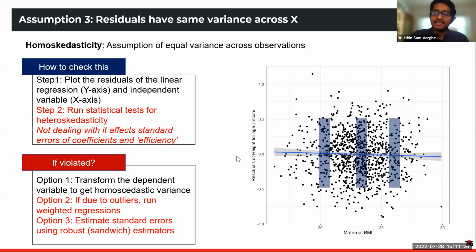Now, what happens when this is violated? So we can transform the dependent variable to get a homoscedastic variance. Here as well, log transformation can help if the outcome variable is very right skewed and is always a positive number. And there are other transformations also that we can use. For example, we can take the square root of the outcome variable that will give us a more homoscedastic and less skewed distribution.